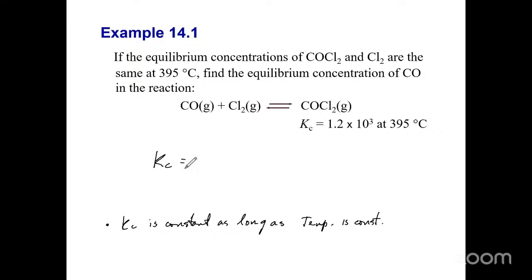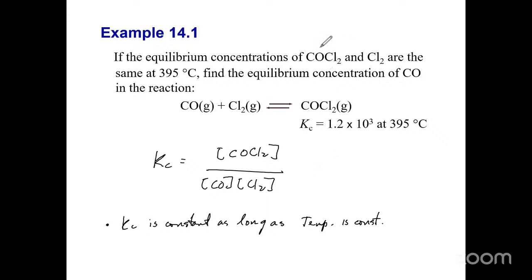Concentration of CO times the concentration of CO2. No, sorry, concentration of CO to CO2. Okay, all right, because remember it's products over reactants, right? Divided by the concentration of CO times the concentration of CO2, right? And that's it. So that's equal to Kc.